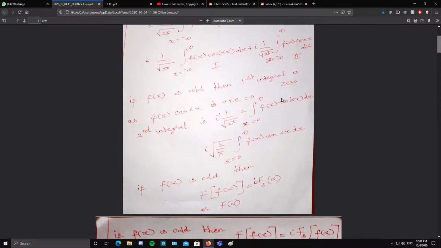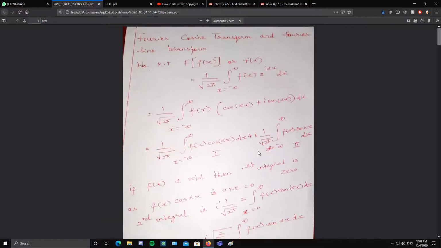So the second integral will be 2 times the integral from 0 to infinity. By the property of definite integrals, the first integrand is odd, so it is 0. The second integrand is even, so it is i times 1 by root of 2 pi, 2 times integral 0 to infinity f of x sin alpha x dx, or i times root of 2 by pi integral 0 to infinity f of x sin alpha x dx.